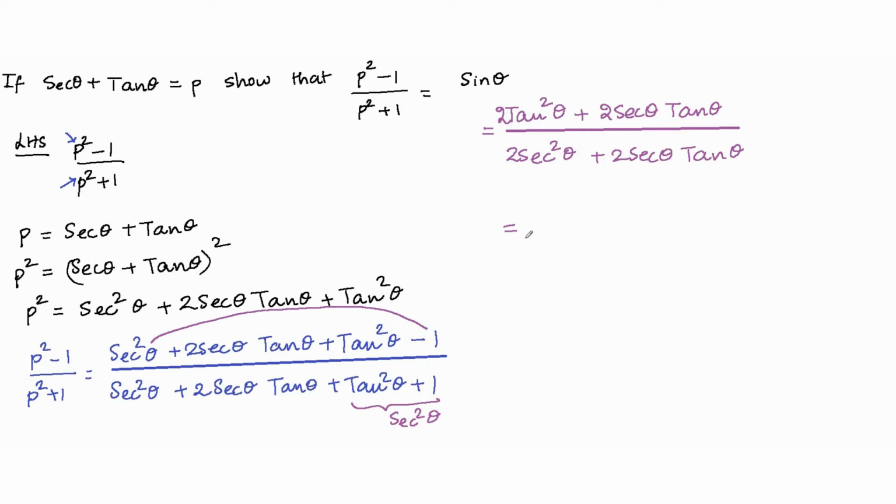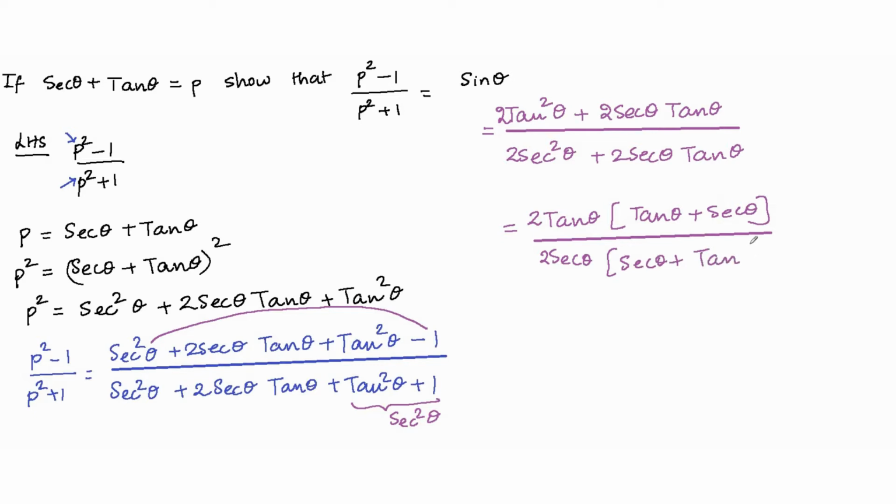Now I can definitely take 2 tan theta out as common from the numerator. So let's take it out. So when I take 2 tan theta out, I'm left with tan theta plus sec theta. I'm using the concepts of factorization. Divided by, in the denominator, I can take 2 sec theta out as common. So 2 sec theta into sec theta plus tan theta.